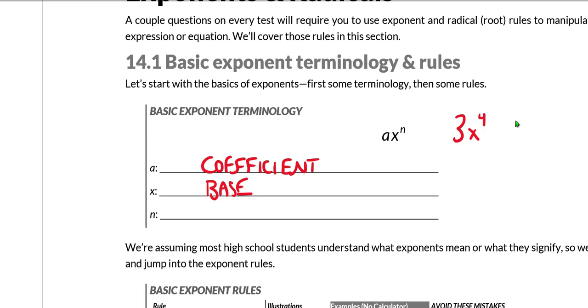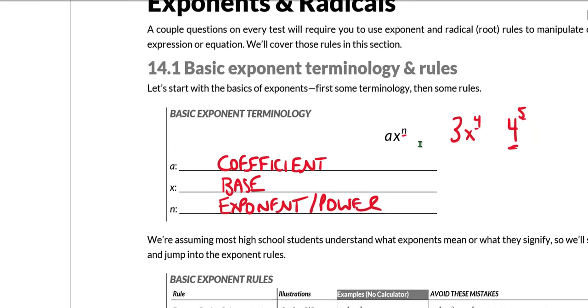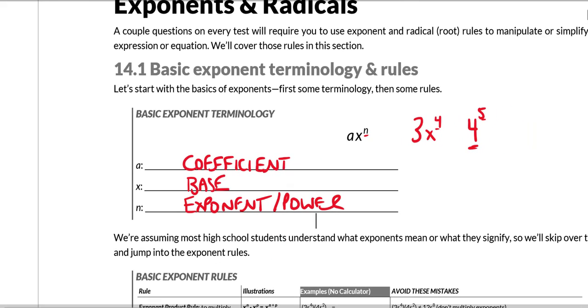Do keep in mind there can be numeric bases as well. For instance, in 4 to the 5th, 4 would be the base, 5 would be the exponent. So the n here, the 5 here, those are known as the exponents. Occasionally, we may refer to those as powers as well. So coefficient, base, exponent, important to know what those are, what positions they occupy.